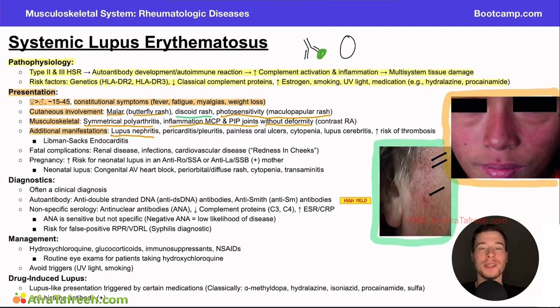So again, now we've talked about skin findings, musculoskeletal. Now we're talking about the renal system. What else can we see in these patients? We can see cardiac findings. We can see pericarditis. We can see lung findings such as pleuritis. You can see painless oral ulcers as well.